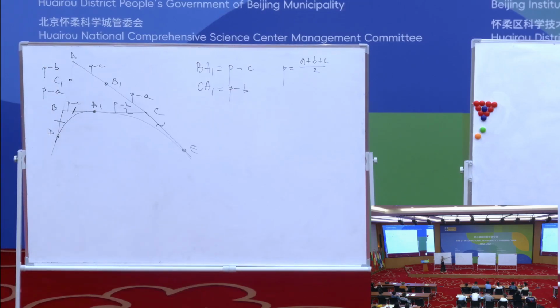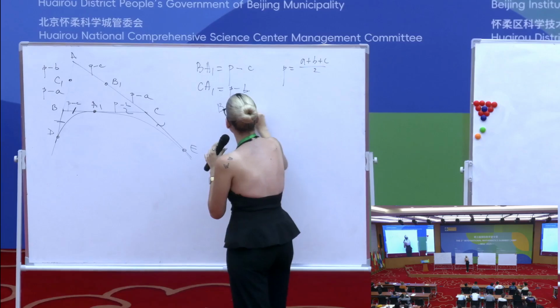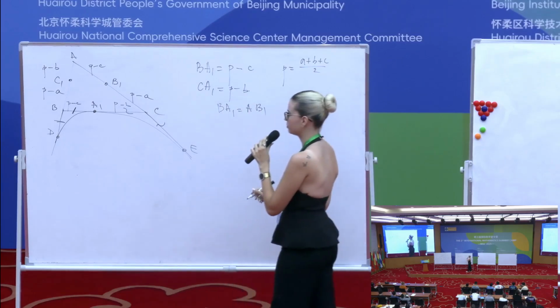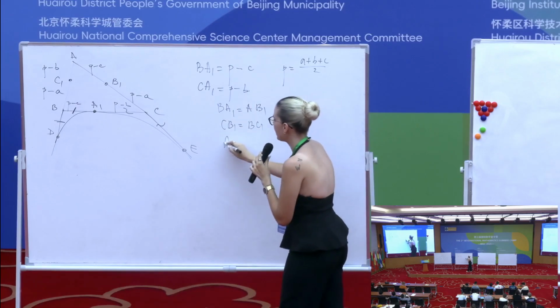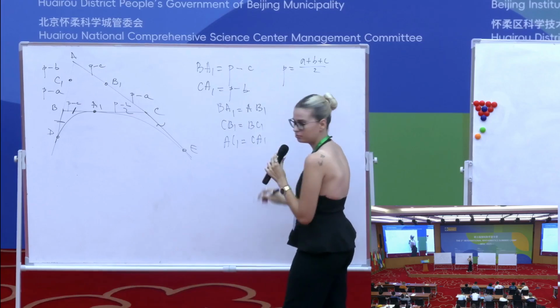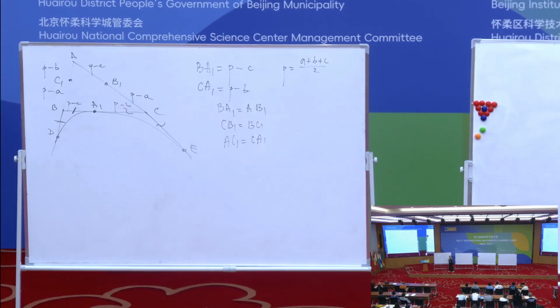So actually, when we are talking about the contact points of the excircles, we are going to have the following equal segments: BA1 equals AB1, CB1 equals BC1, and AC1 equals CA1. So this is the first observation. I think all of you already knew it, but it's going to be very helpful in the next step. All right, now we are thinking about the circumcenter of the triangle A1B1C1.